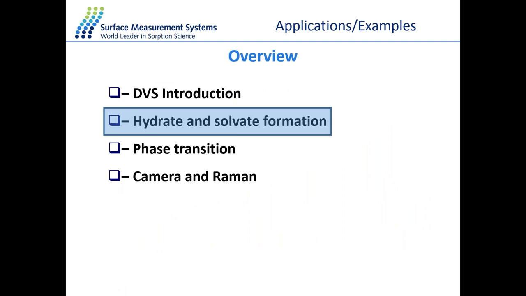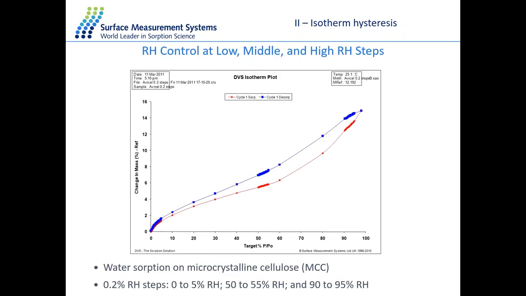So let's start looking at actual applications, and in this case, we're going to start looking at hydrate and solvate formation. So we started from a standard sample. This is not a hydrate or a solvate. This is just microcrystalline cellulose. And what we are doing here is analyzing what a normal sample will look like. And then we're going to look at the data provided by a hydrate or a solvate, because the difference in data provided by a hydrate or a solvate is very significant and very striking.